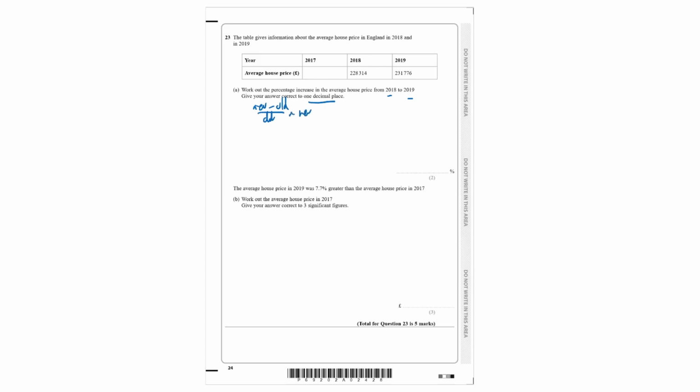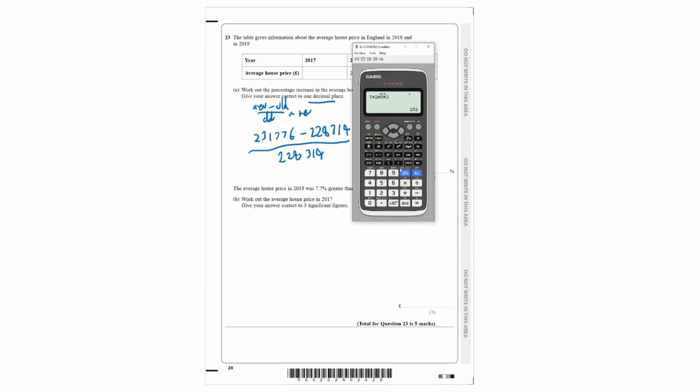Now, the new value is 231,776. The old value is 228,314. We divide this by the old value, which is 228,314, and we multiply this all by 100, and we can put this into a calculator.